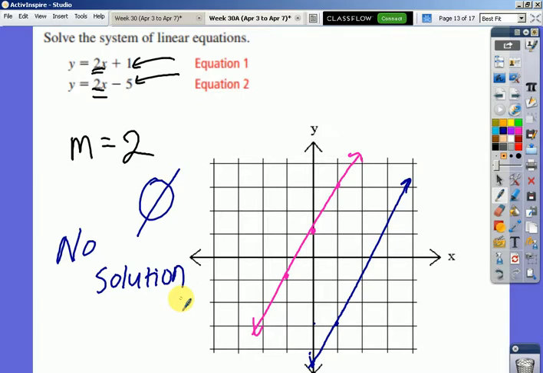Okay, do you have questions on this? You don't have to graph it. If I don't tell you to graph it, you can just say that has no solution because the slopes are the same. You can always graph it if you want to. You can always check. All right. Can I move on?